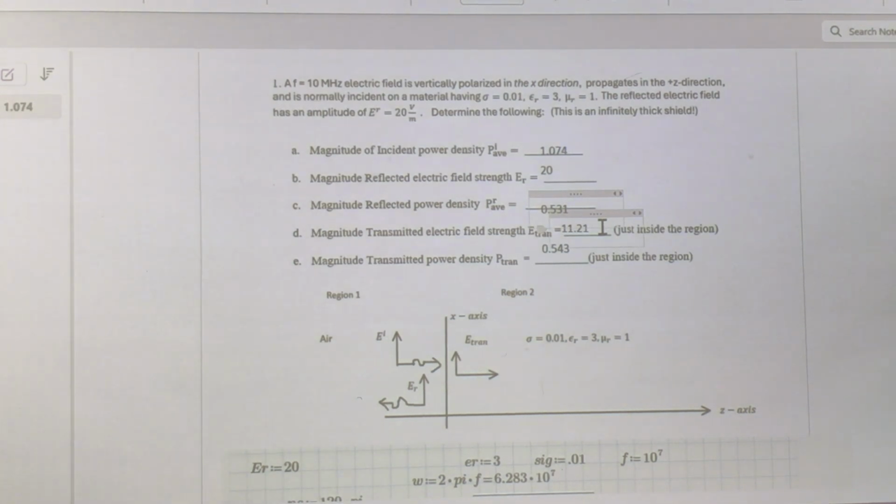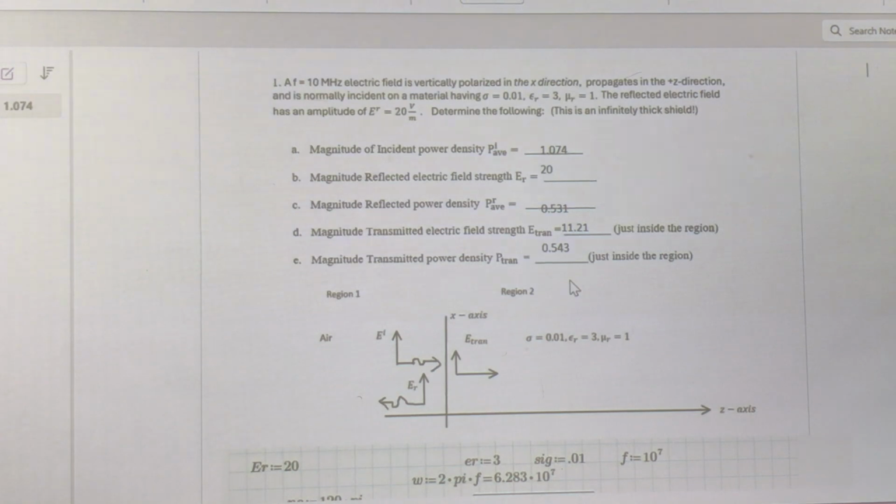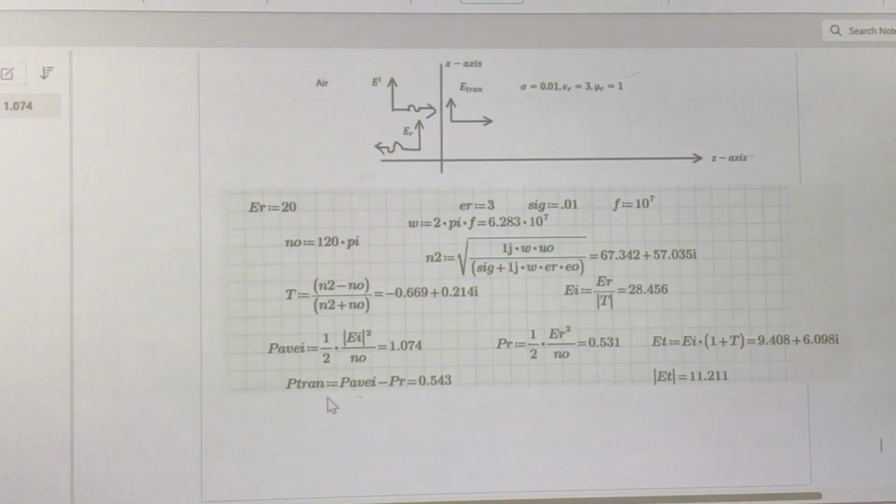All right, now I asked for the magnitude of the transmitted power density. There are two ways to do this. I took the easier. If you have the incident power density and you know the reflected power density, if you take the incident power density minus the reflected, that has to be the transmitted. That's one way, and that's right here. P transmitted is P average incident minus P reflected.